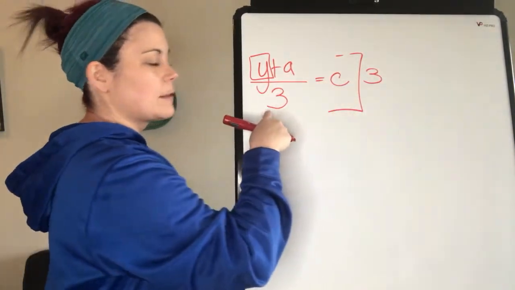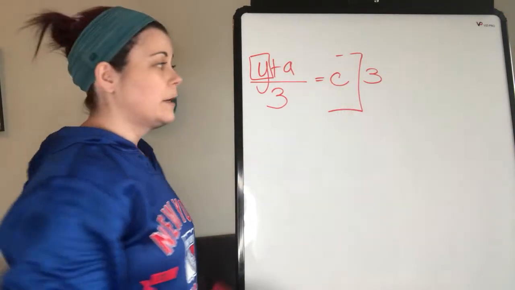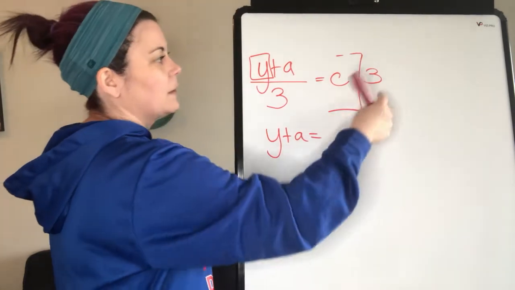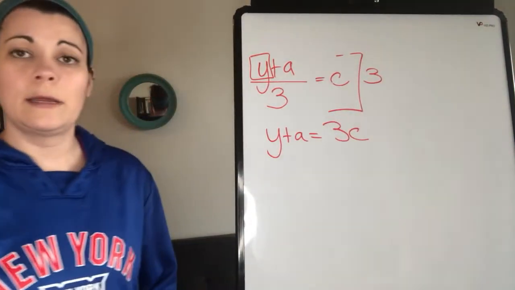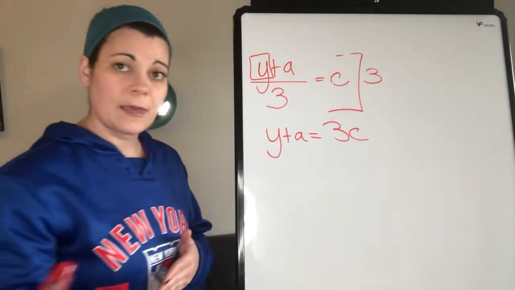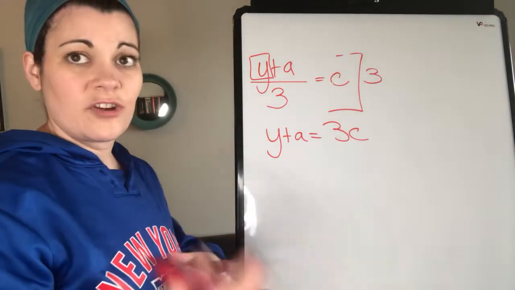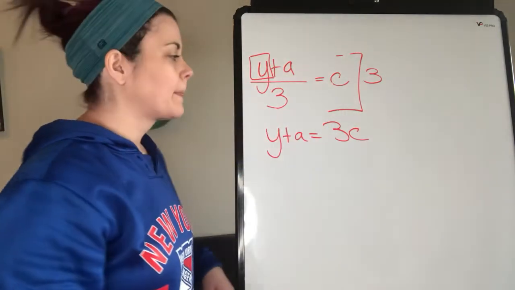When I multiply this side by 3, the denominator and the number up there cancel each other out, just leaving me with y plus a. And then 3 times c is 3c. You can't forget to multiply 3 by each term, and terms are separated by addition and subtraction. Since this is all divided by 3, this is one term.